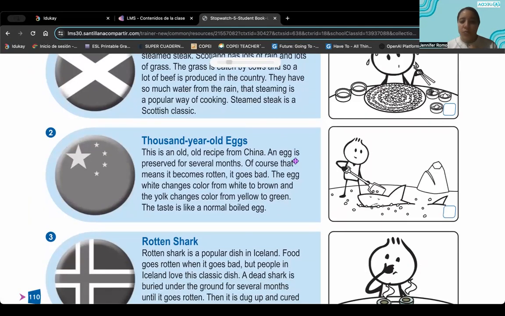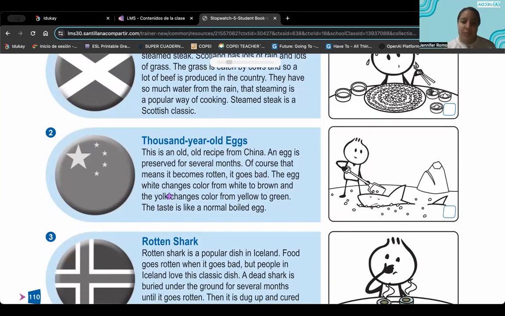This is an old recipe from China. Esta es una receta muy vieja de China. Un huevo que es preservado por muchos meses. Of course, that means it becomes rotten. And it's got bad. Dice, por supuesto que eso significa que se pone rotten, podrido, y se pone malo.